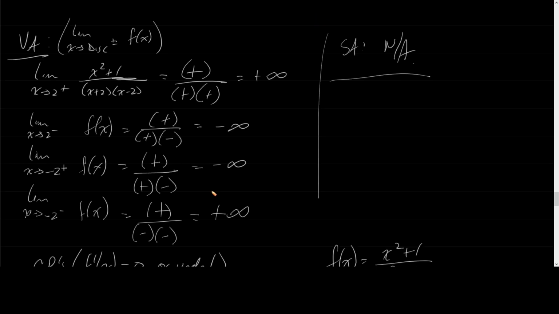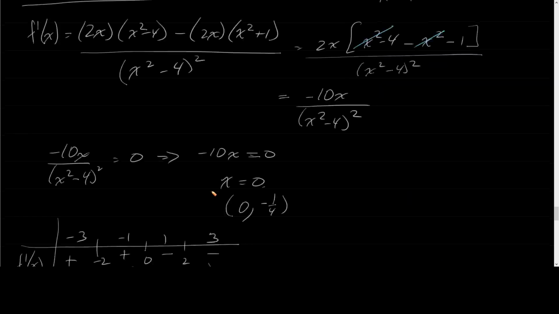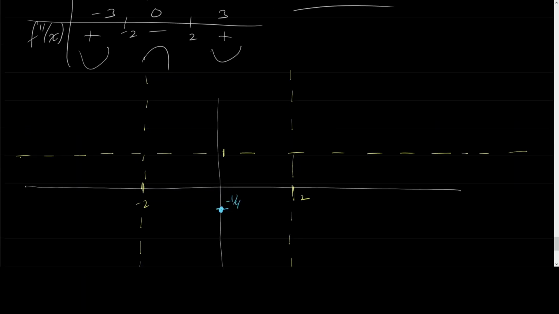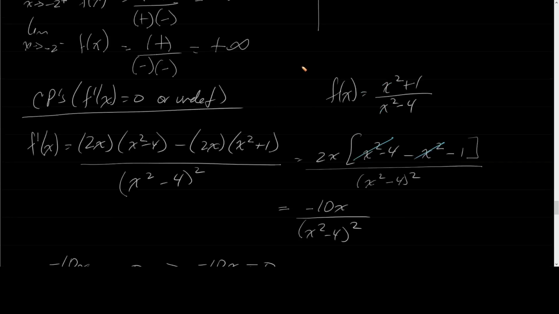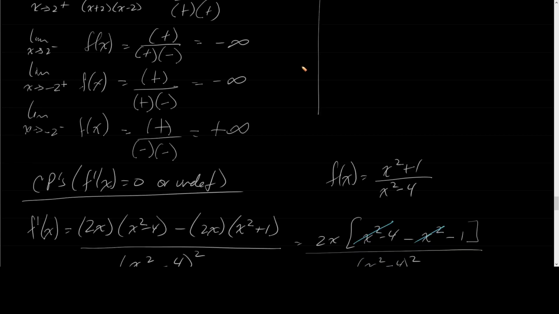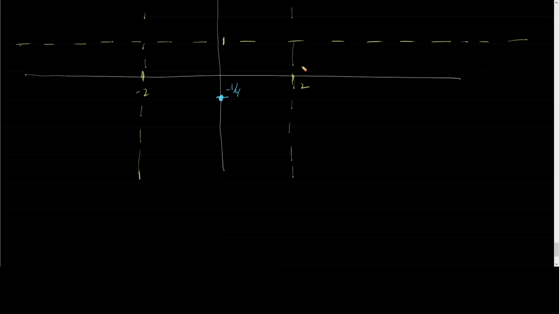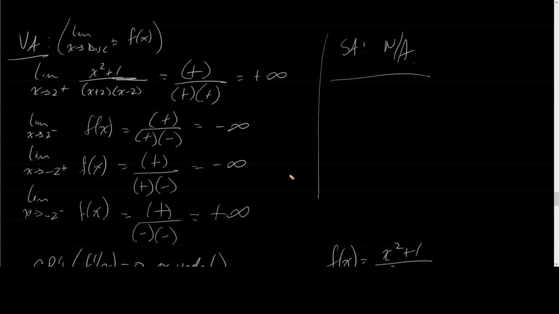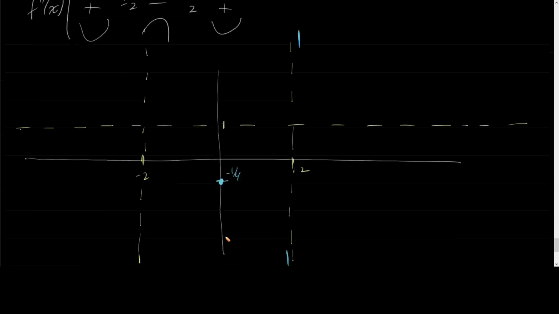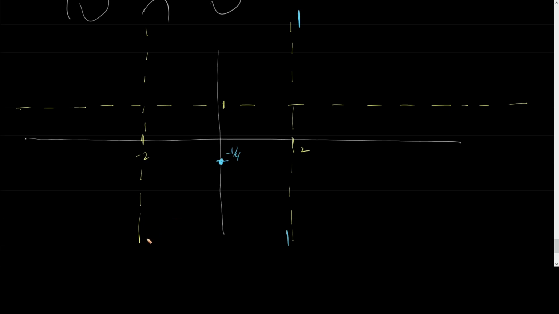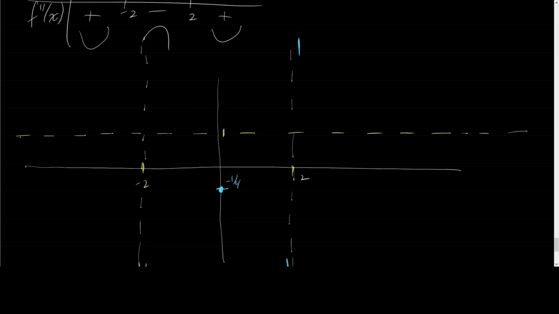No slant asymptote, but we do have some behavior. To the right of 2, we've got positive infinity. To the left of 2, we've got negative infinity. To the right of -2, we've got negative infinity again, and on the other side, positive infinity. So to the right of -2, negative infinity, and from the left, positive infinity.